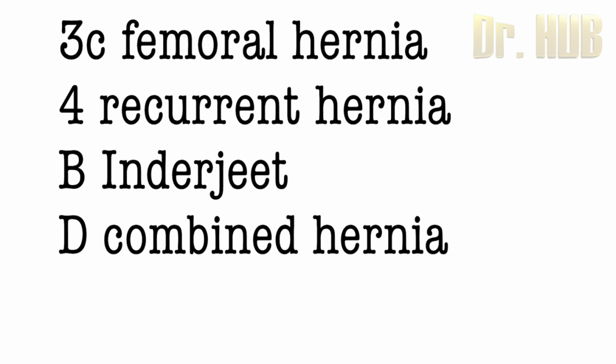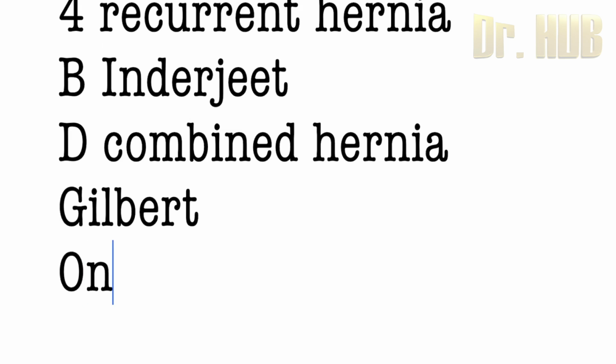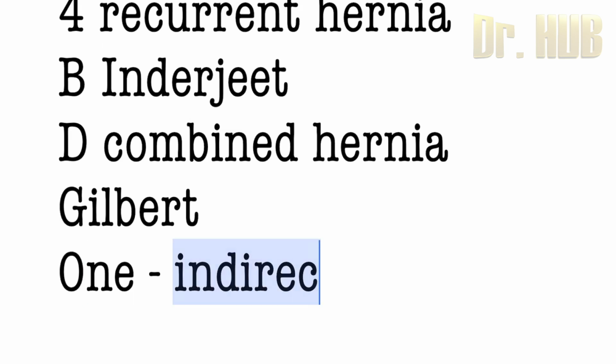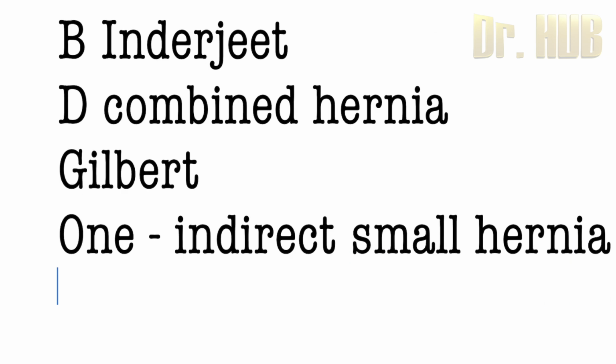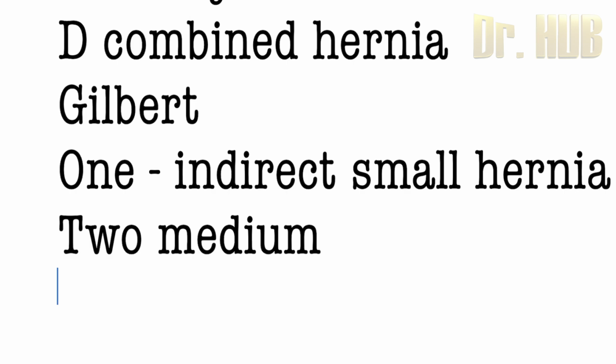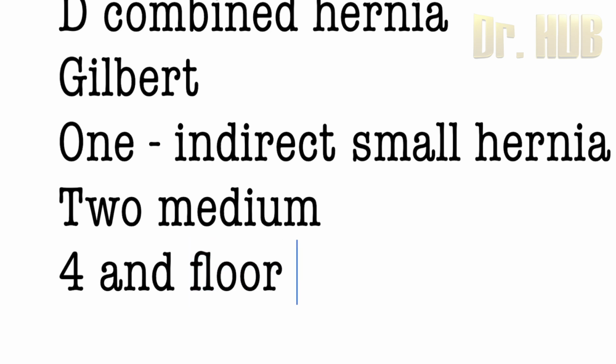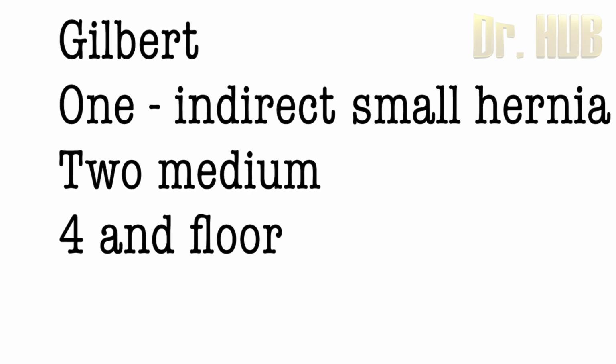Then we move on to the Gilbert classification. As per the Gilbert classification, it goes up to 7. So 1 stands for the indirect small hernia. Then comes 2. 2 is for the indirect medium hernia, and 3 is the large hernia. The 4 is the direct hernia involving the entire floor. So 4 and floor rhyme. So 4 is the direct hernia involving the floor.